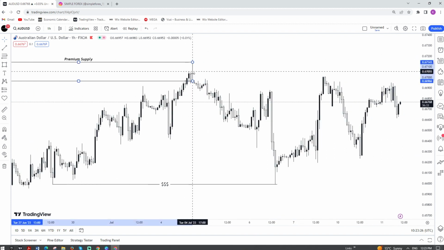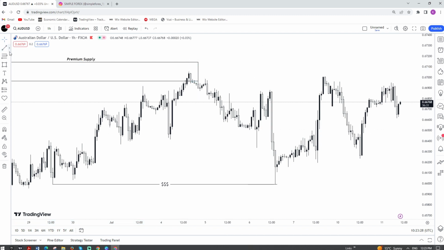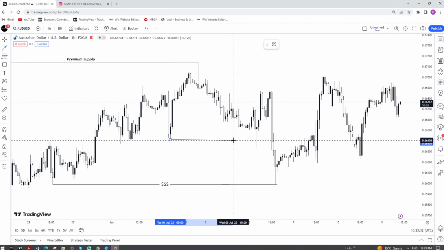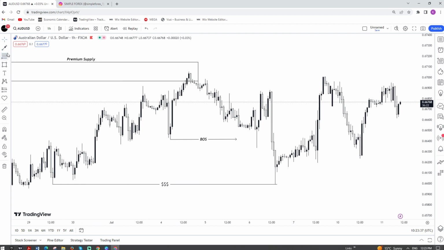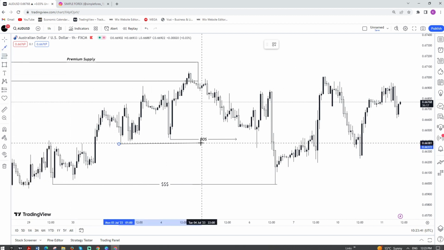Also, what I saw is that we kept on breaking structures to go to the downside when we went to create that liquidity. We went to break structures here. This was a break of structure here. We broke other structures here. We broke other structures. So as you can see, we just kept on breaking structures there.